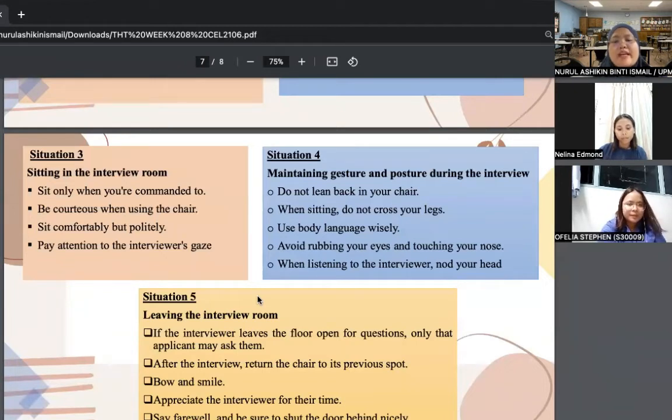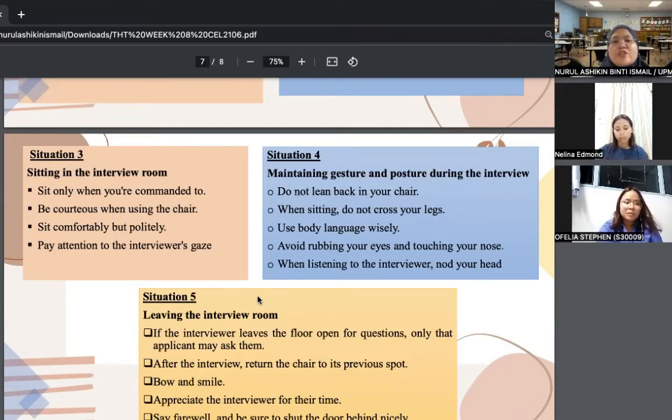comfortably but politely. Don't cross our legs or adopt any posture that looks unprofessional. It is best to sit straight and not lean our back on the chair.